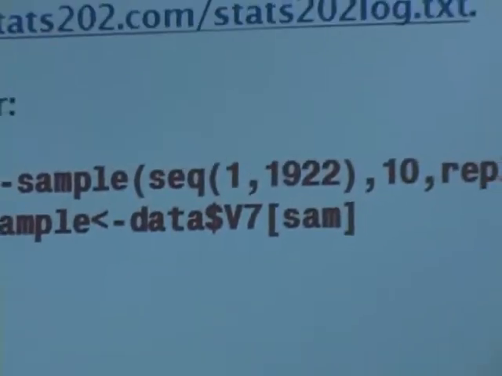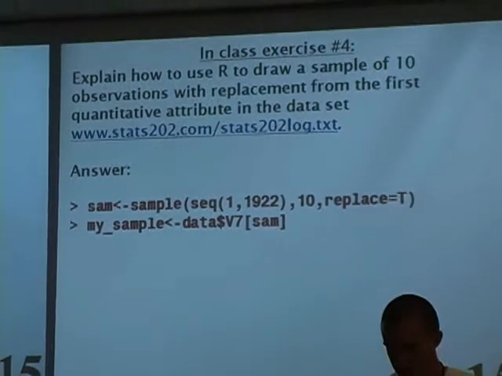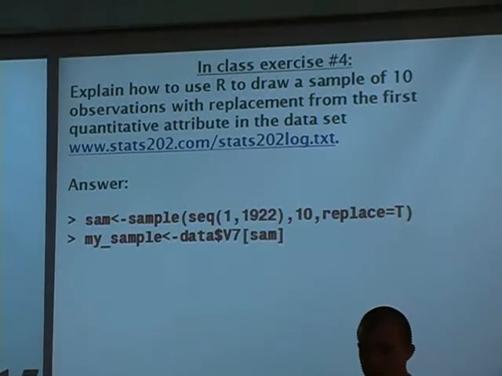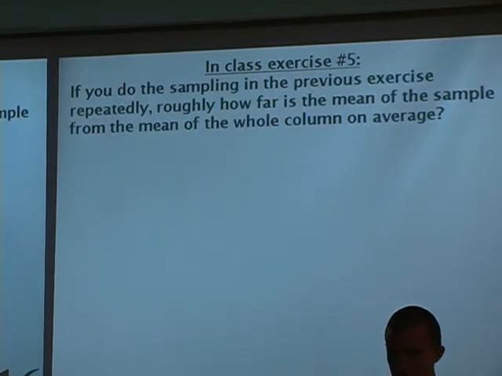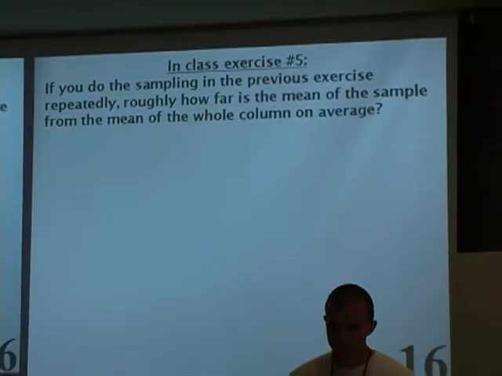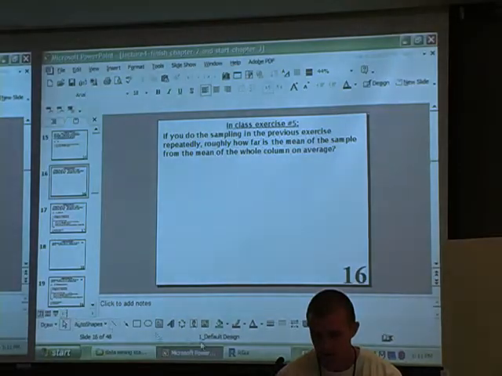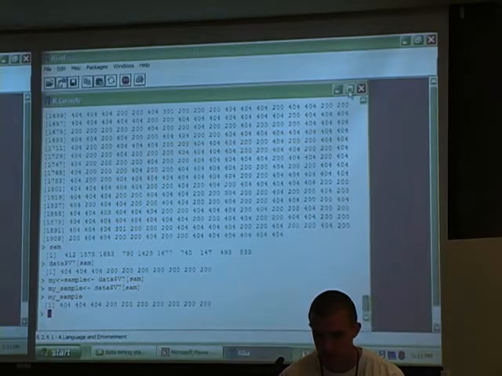So I have an object called my sample that is a sample of 10 objects from that data set. Now the question is, is 10 good enough? And of course it depends, well, what are you trying to do? Suppose I was trying to figure out the mean of the 7th column. How well can I figure out the mean of the 7th column with just 10 numbers? And that's sort of what this slide is asking. It says, if I do the sampling in the previous exercise repeatedly, roughly how far is the mean of the sample from the mean of the whole column on average? So we can sort of see for one instantiation here.